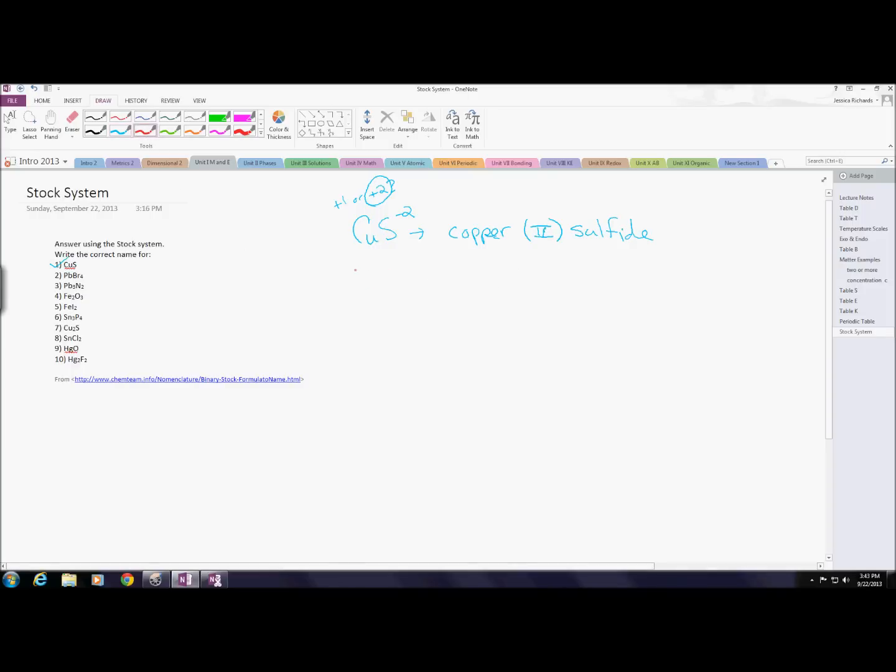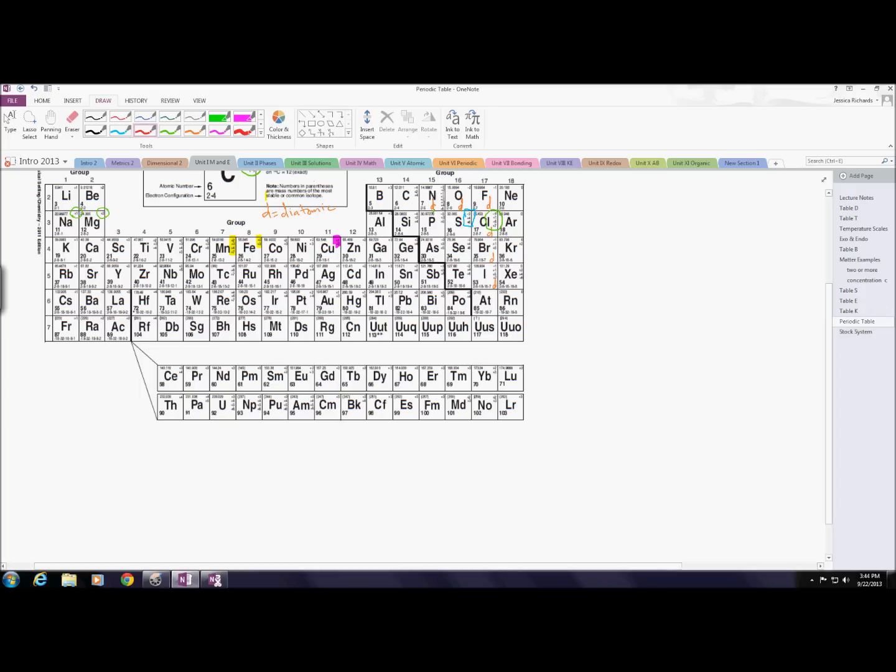Pb is lead, so PbBr4. I know it's going to be lead. I know from my other example that it's going to need a Roman numeral. And Br is bromine, so it's going to become bromide. I need my periodic table, and I need to look up lead and bromine. So lead is here. It's going to be either +2 or +4. And bromine, when it's negative, is -1.